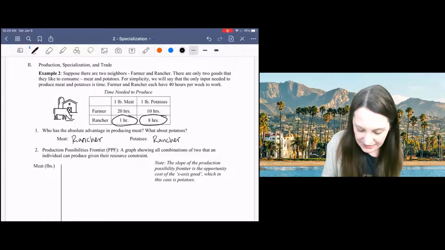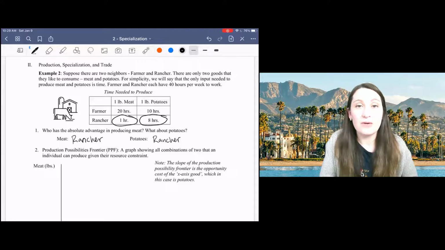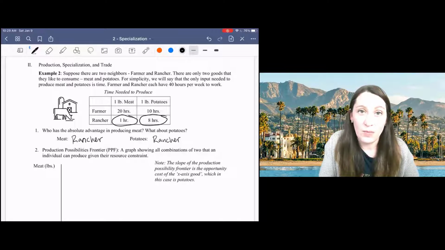So just like the last example, here we have a situation where one person is better at producing both goods, but we will demonstrate that they can both benefit through specialization and trade.